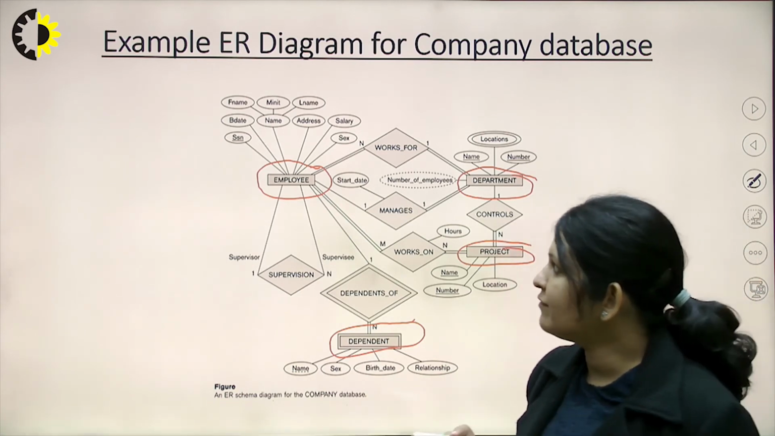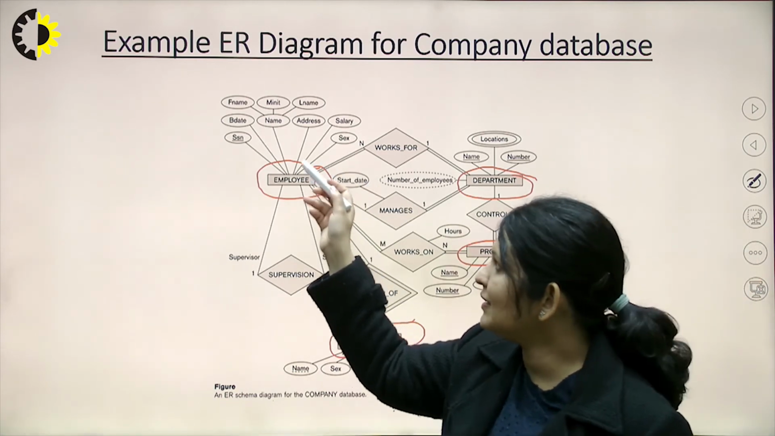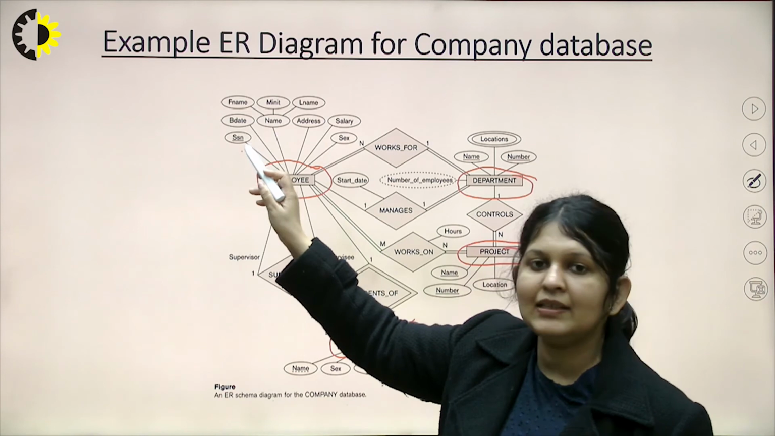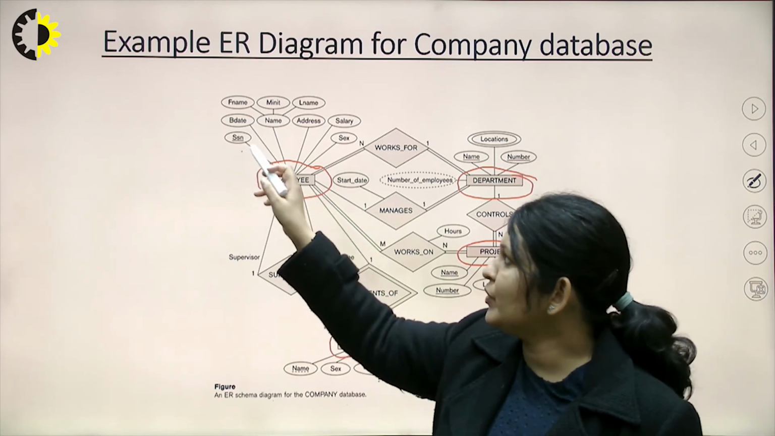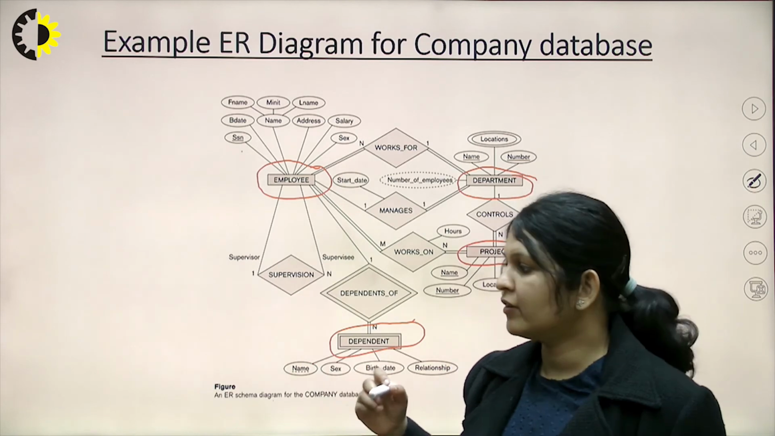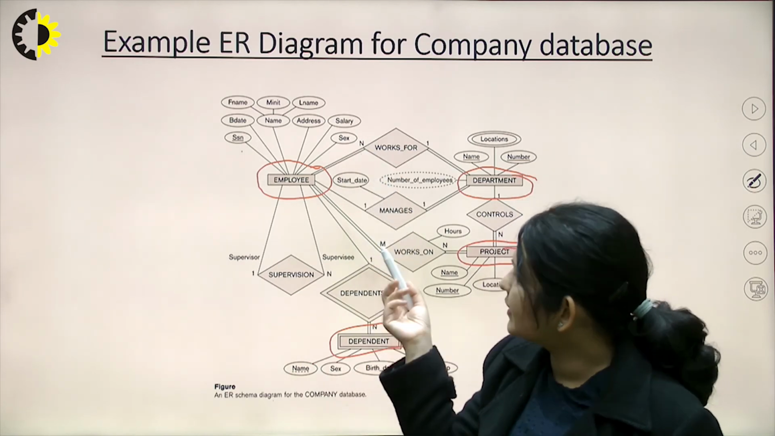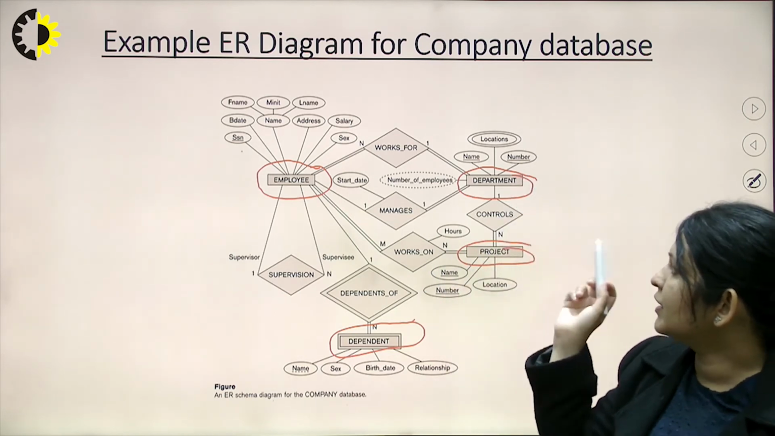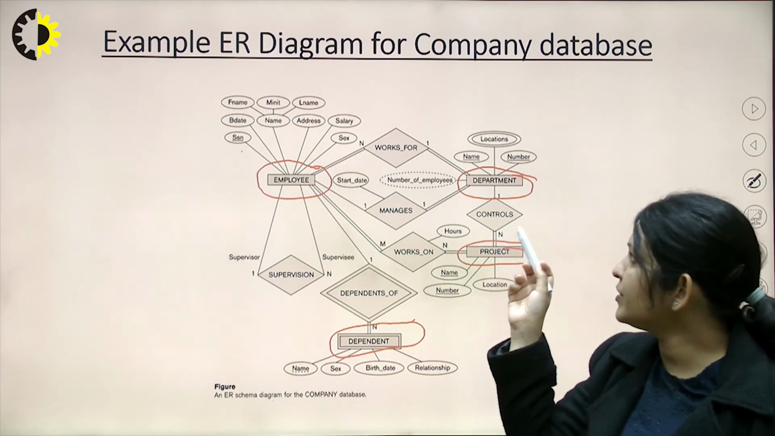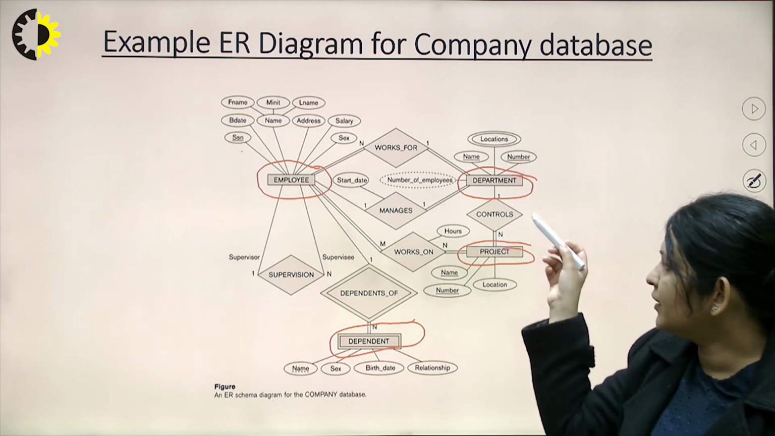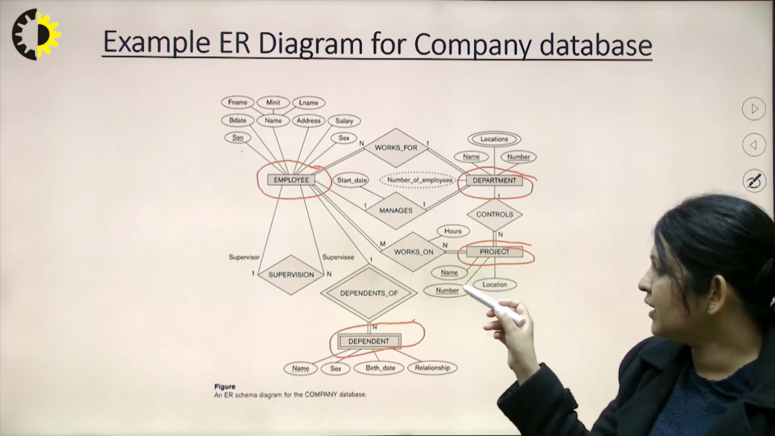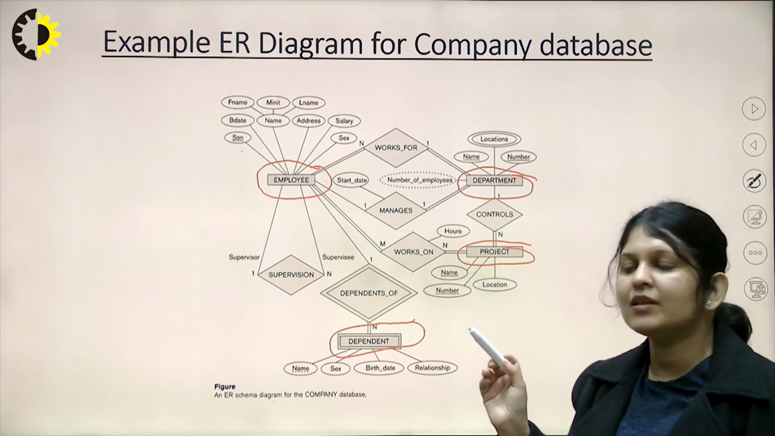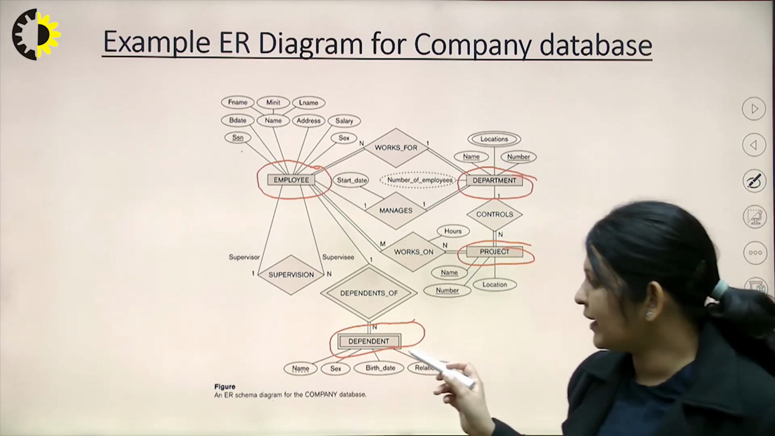For the employee, we have the attributes as we have seen earlier, that is name, birth date, SSN. SSN is shown using an underline, which means it is a key attribute that would uniquely identify each employee in an organization. Then salary, sex. Then the department entity has the attributes name, number, location. Then project has name, number, location, where name and number are underlined because they are the key attributes.